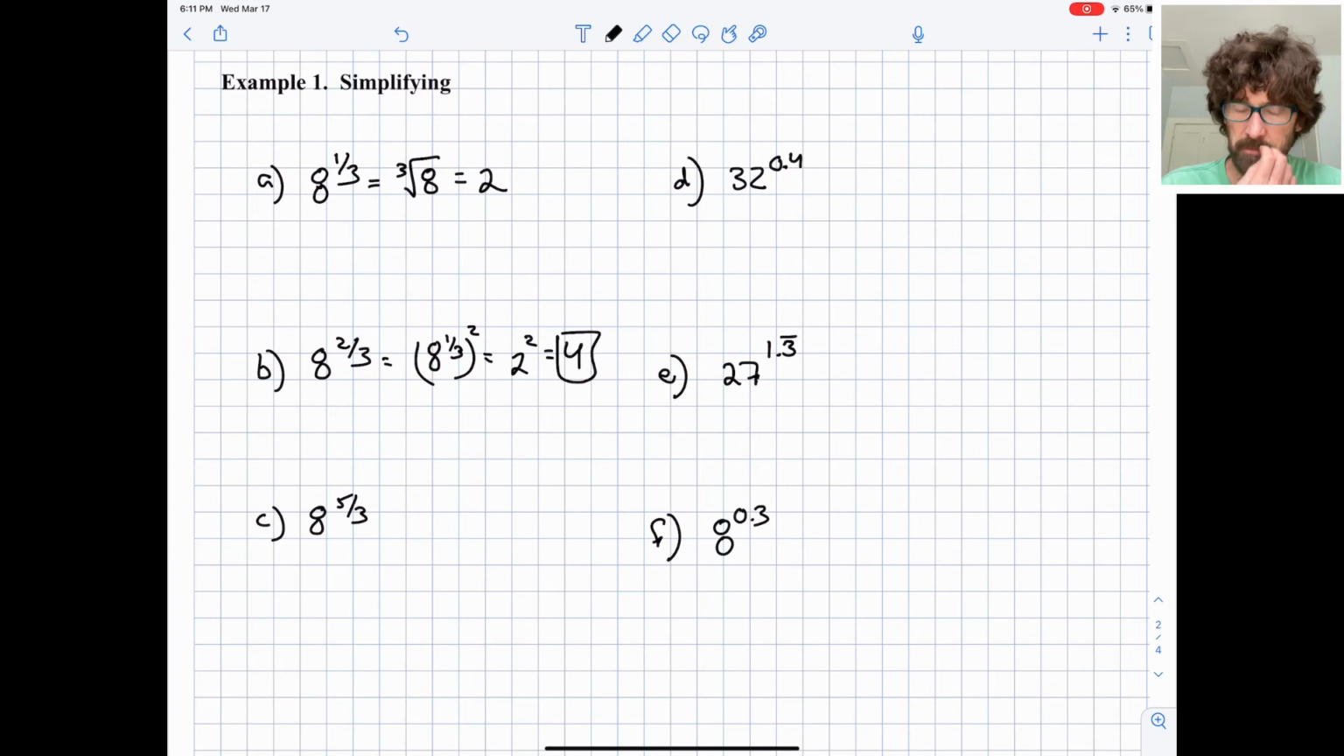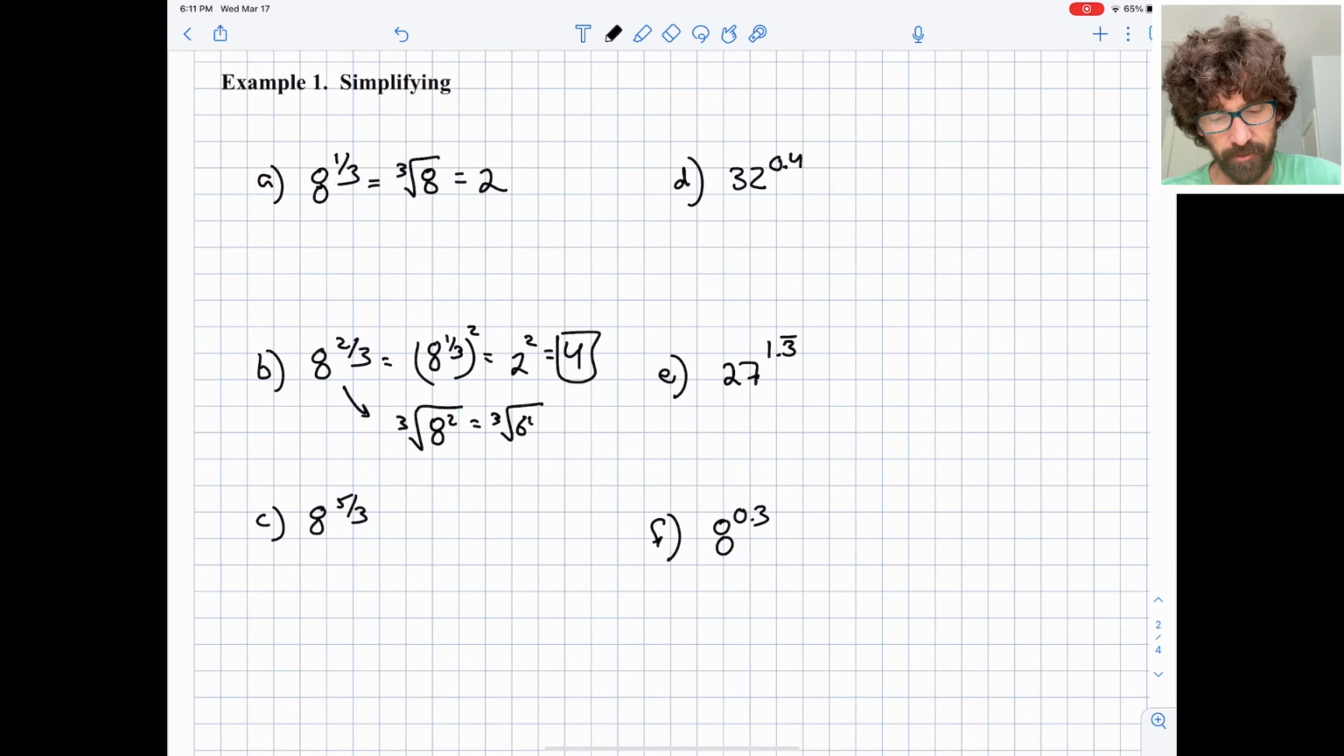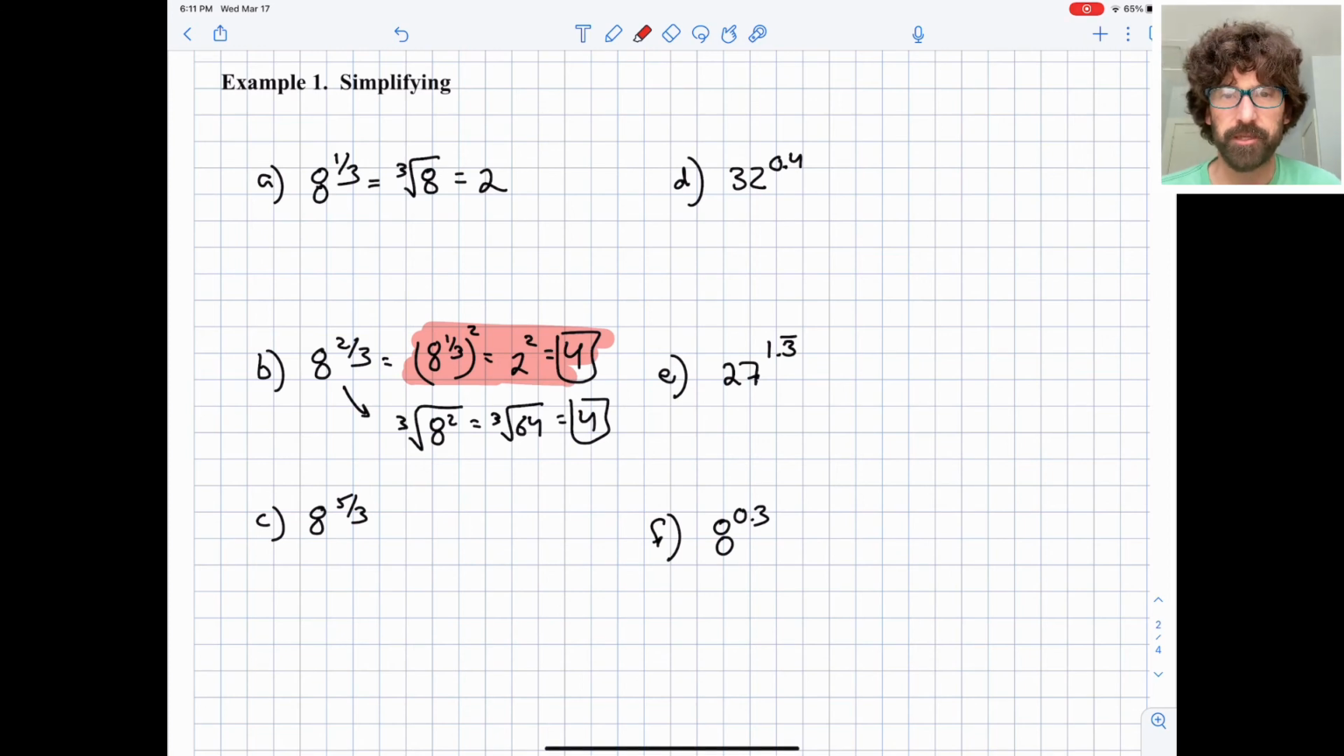I want to show you a different method, though, to solve the same problem. We could also think of this as the cubed root of 8 squared, which is the cubed root of 64. What times itself 3 times gives you 64? Well, it's also 4. It needs to be the same answer, right? Otherwise, our system would break down. I prefer, if possible, finding the root first and then squaring, simply because we're dealing with smaller numbers, and that's often easier to do in your head. But either way is legitimate.